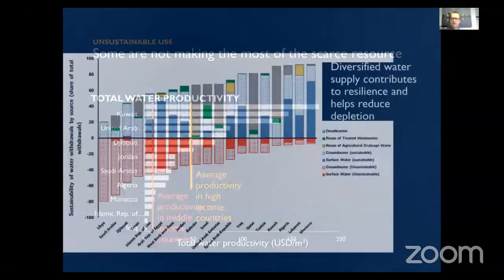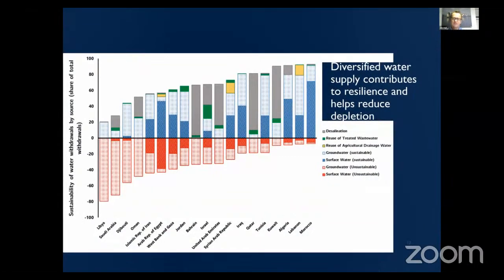The big picture here then is that if we look at sustainable and unsustainable water uses, the red is unsustainable, the blue is sustainable, and then on top of that, we put unconventional use of water, reuse, desalination. We can see a very varied picture right the way across the countries of the Arab world. Some much more sustainable than others, some dependent upon surface and groundwater sources, some much more dependent upon desalination and wastewater reuse. So this is a very complex and very varied part of the world we're talking about.